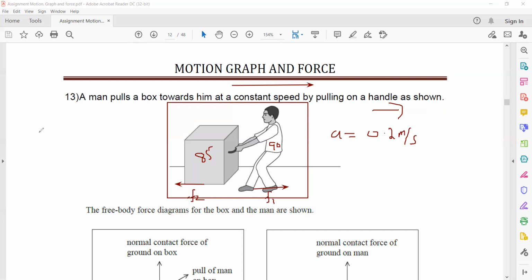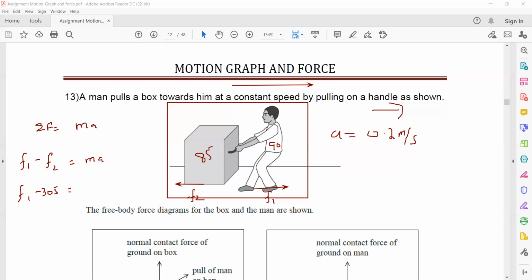So we can say the resultant force is equal to ma. And what about the resultant force? The resultant force is the friction between the man and the ground minus the friction between the box and the ground, which is equal to ma. The friction between the box and the ground we already calculated in the previous part, that was 305. So this F1 we don't know, minus 305, is equal to m times a.